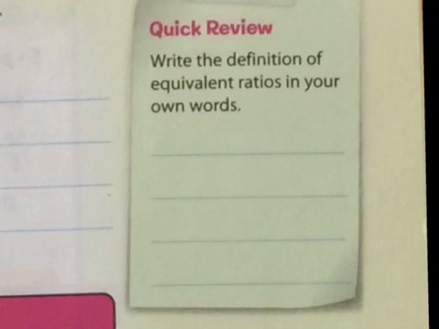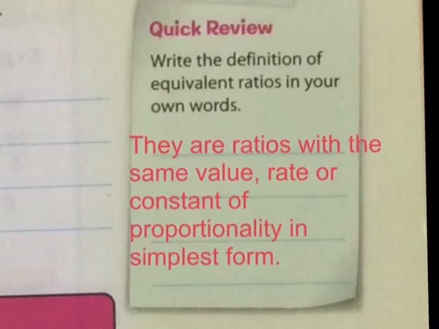For a quick review and a key answer, let's write the definition of equivalent ratios in your own words. What's an equivalent ratio? Well, they are ratios with the same value. So one side equals the other side. So the same value or the same rate or constant of proportionality in simplest form. Meaning as one changes, the other side changes at the same rate, or the same constant of proportionality when simplified.